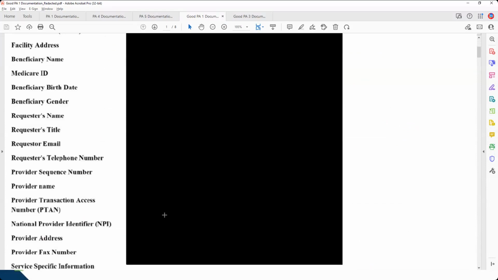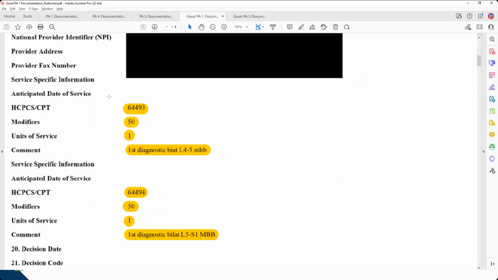So again, Facet intervention, as we scroll down, now you can see how this was utilized a lot better by this provider. So again, 64493, that's lumbar sacral, single level. They've set a modifier 50, so they're planning on bilateral, 1 unit of service for this level. This would be the first diagnostic bilateral, which they didn't necessarily need to include, but because it's here, it's nice that they do that.